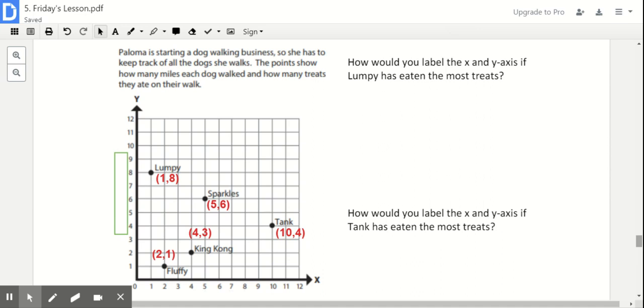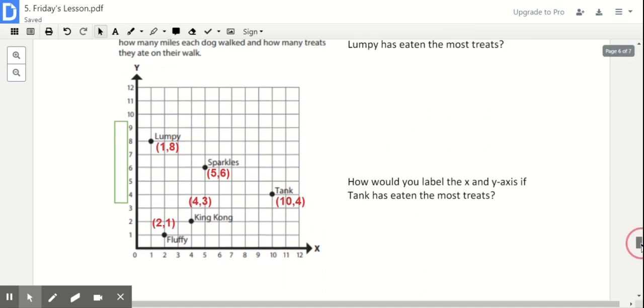So Paloma is starting a dog walking business, so she has to keep track of all of the dogs she walks. The points show how many miles each dog walked and how many treats they ate on their walk. What are we noticing right now about our coordinate plane? Correct. It doesn't have labels. So we have a story, but it doesn't have labels because we need a little bit more information to help us figure out how we are going to label this story.